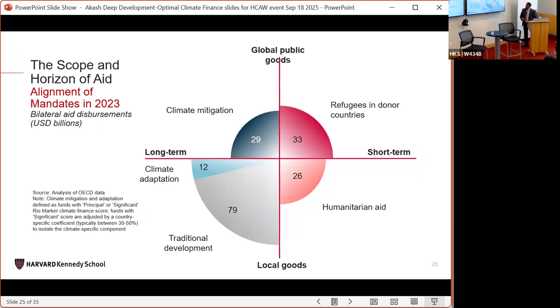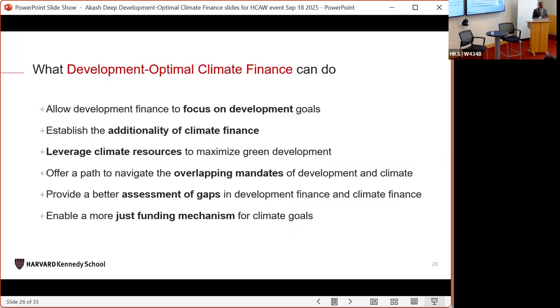different goals. So once again, we feel like thinking about what is the development optimal solution, and then asking how other goals, climate or humanitarian for that matter, should come together, the notion of development optimal climate finance gives you some kind of a framework to think about that, right? And that's, I think, where I will stop.